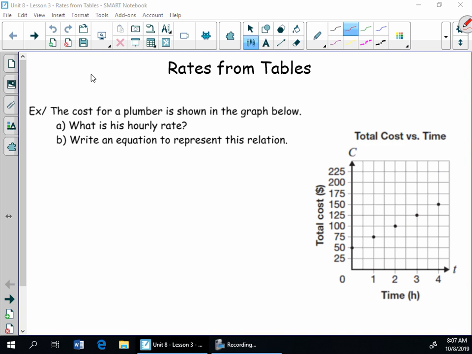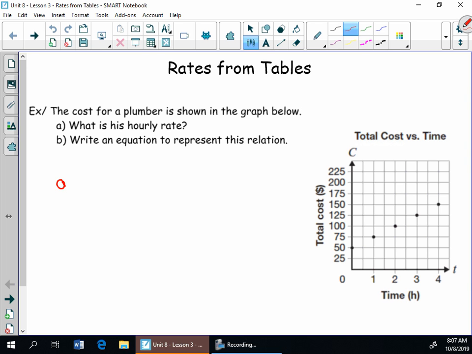Okay, so an example here. The cost for a plumber is shown in the graph below. What is his hourly rate? So this is a series of dots, and it would be nice if we could just take a dot and divide it like we did day one with the jam. But because it's more than one dot, I've got to figure out what the pattern is.